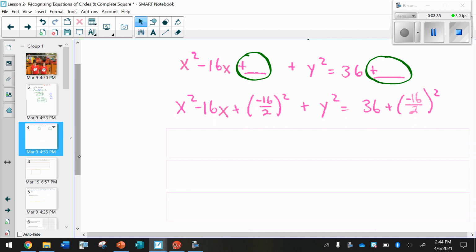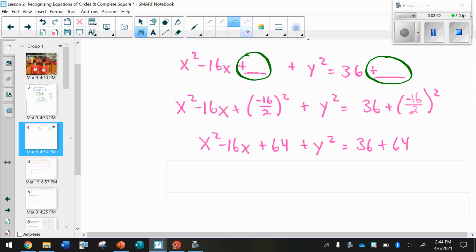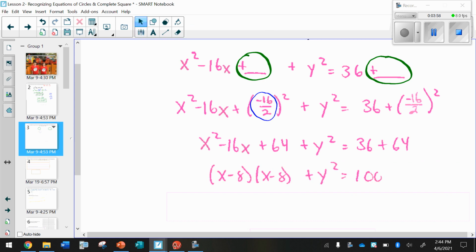Then I'm going to go ahead and divide by 2, which is 8, squared is 64. So when I factor the x values, they're going to factor into the number that I had before I squared it. So the factor comes from whatever negative 16 divided by 2 is, which would be x minus 8 and x minus 8, or x minus 8 squared.